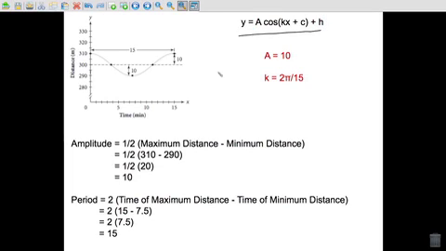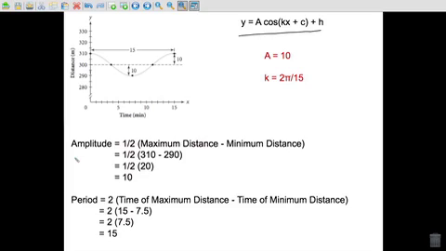So we'll start with our amplitude. Amplitude is 1/2 the distance between our maximum and minimum values, which in this case are 310 and 290. So 1/2 of 20 is 10. That's why our A is going to be 10.